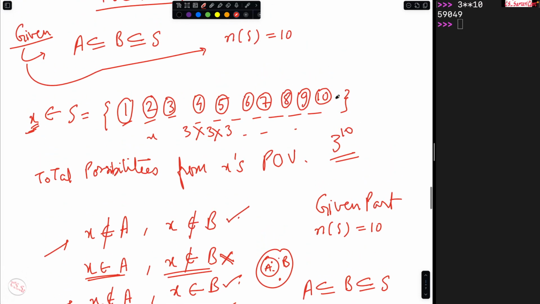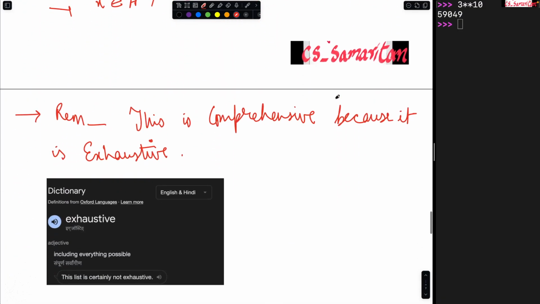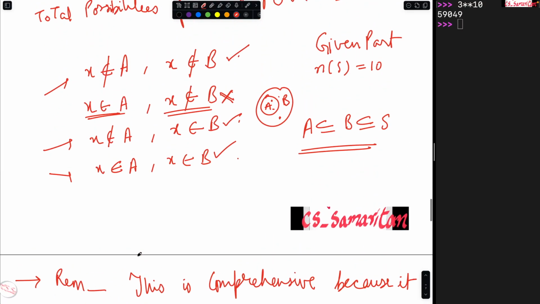I know this is not directly visible, but when you consider it, it is correct because it is comprehensive by means of exhaustion. Exhaustive basically means including everything possible. Everything possible has been considered, hence the answer is correct.